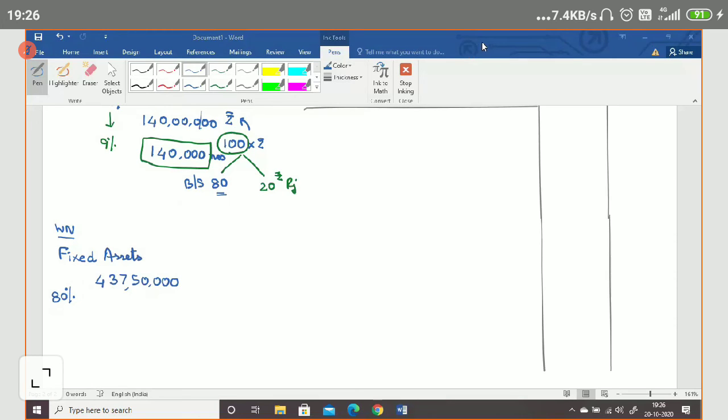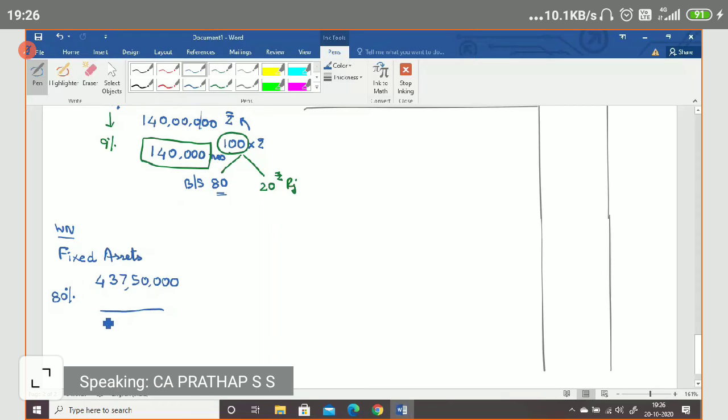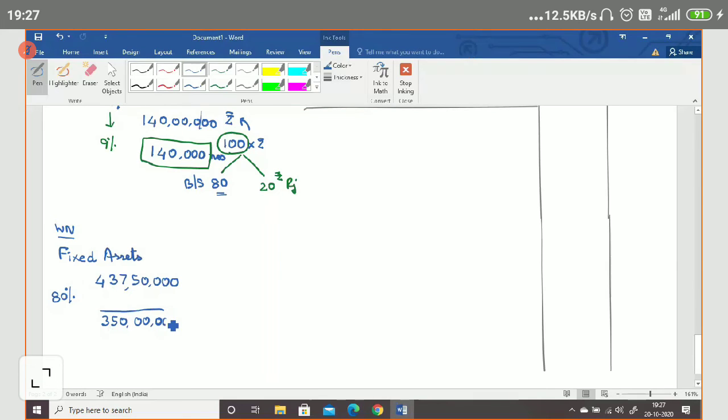Correct. Round figure, it is 350 lakhs. Very good. So you put it like this. Written down to 80%, so the new value will be 350 lakhs. So the loss is 20%. Be very careful. The loss is 20%. What is the loss? Tell me now.